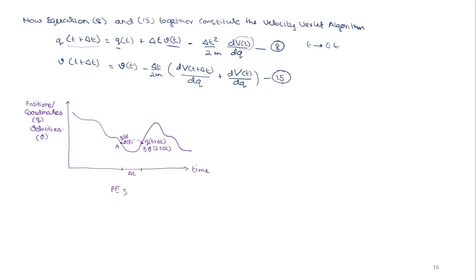In equation number 15, one is able to find the velocities at the time step t plus delta t, this term. And how is one able to find the velocities at the time step t plus delta t? If one knows the velocity of the previous time step, the energy gradient of the previous time step, and the energy gradient of the current time step.